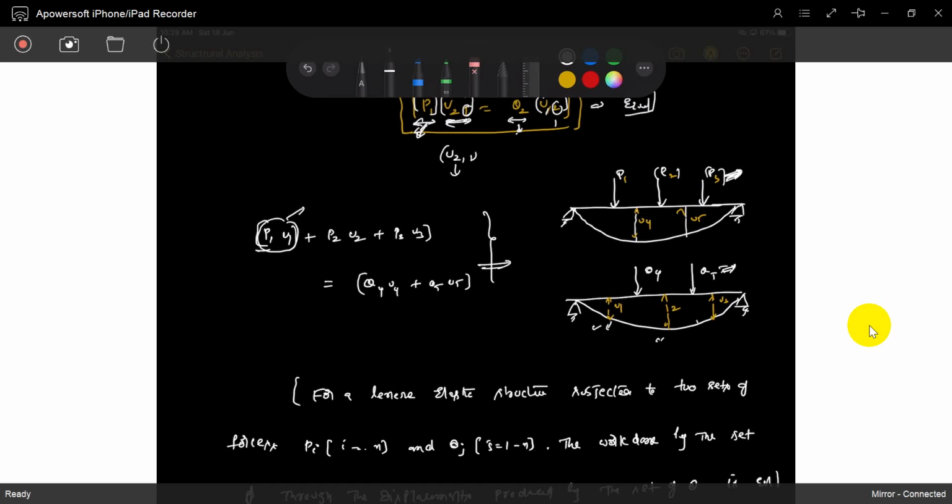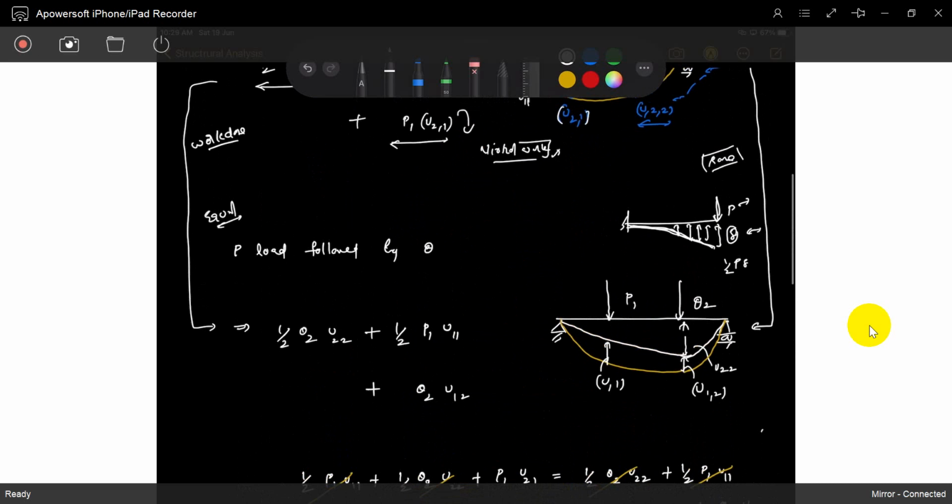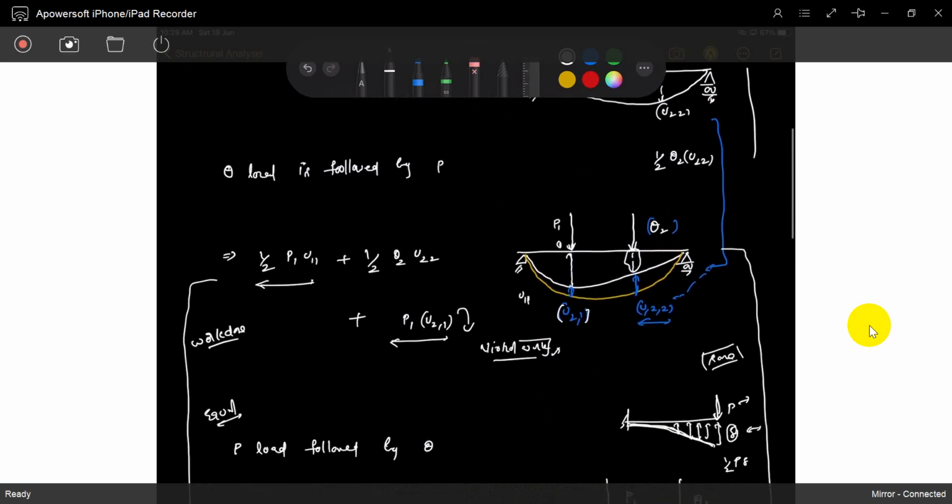The work done by the set of P forces through the displacement produced by the Q system is equal to the work done by the Q forces through the displacement produced by the P system. That is the exact Betti's law. Betti found this law. We derive this proof with only one force. If I give so many forces, you will be confused, so I just stick with only one force.